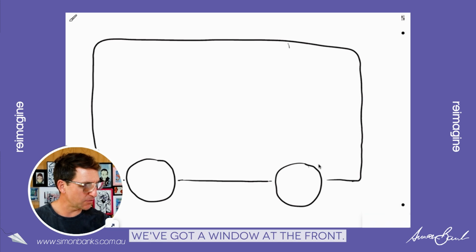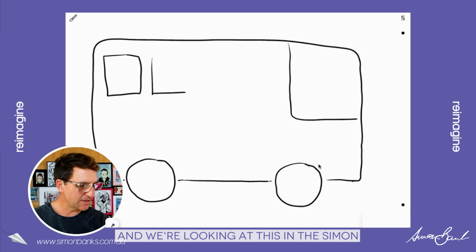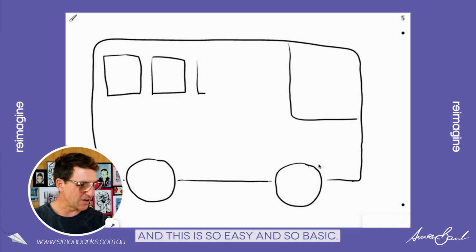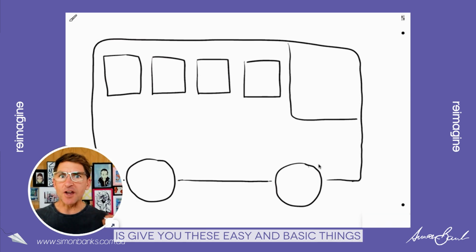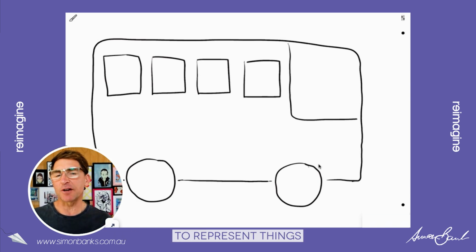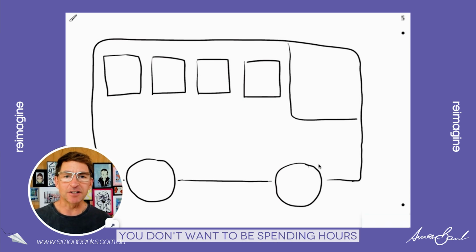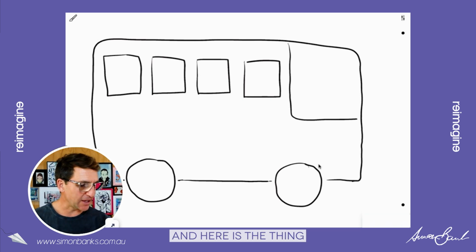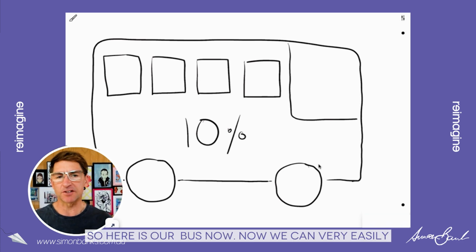Now, to finish the rest of the bus, super easy. We've got a window at the front. We've got some windows here. If you're looking at this and thinking, Simon, this is so easy and so basic, what we want to do is give you those easy and basic things to be able to represent things quickly and easily. Because if you're a facilitator or a visual storyteller using this in a conversation, you don't want to be spending hours drawing something. And here's the thing, our brain only needs 10% realism for us to look at something and go, I get it. Right, so here's our bus.